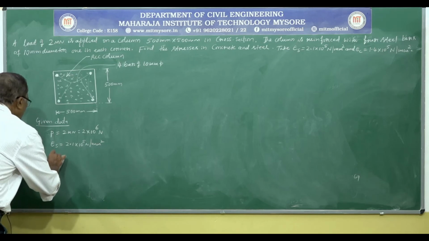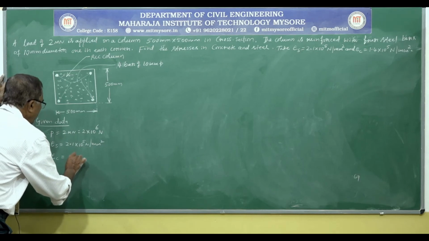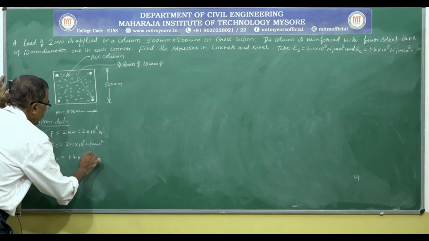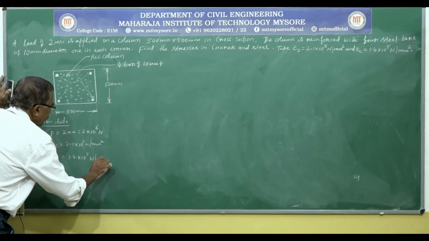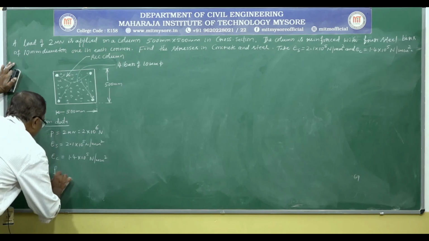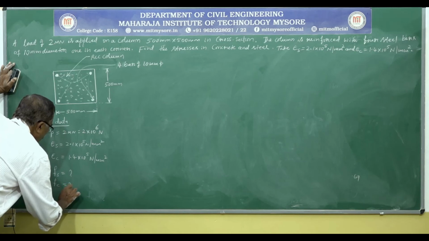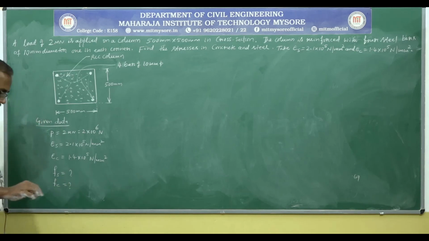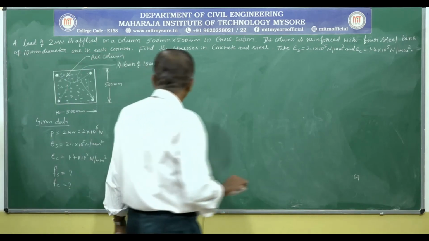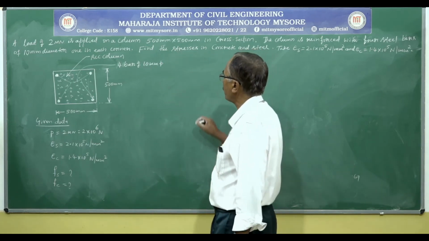Then Young's modulus of concrete, Ec, is equal to 1.4 into 10 power 5 Newton per millimeter square. Next, we are asked to calculate the stresses. Fs is equal to question mark and Fc is equal to question mark. Let us calculate the cross-sectional area of steel and concrete first.